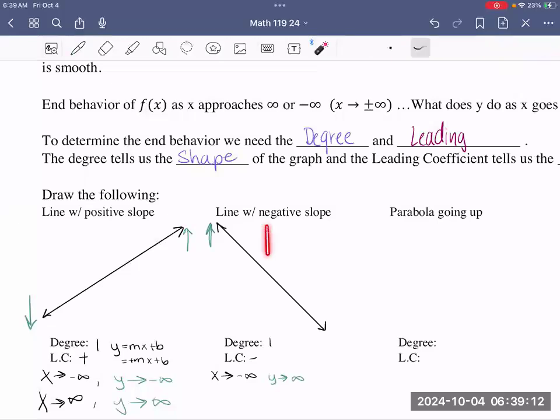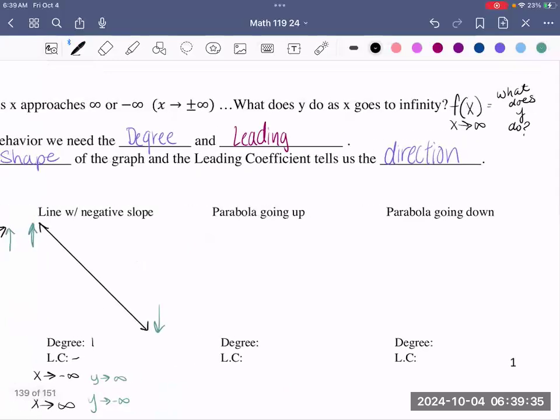And what about on the other side? As x goes to positive infinity, what is your y value doing? Well, y is going down towards negative infinity. Now what we're doing is called arrow notation. It's kind of getting us set up in the future to talk about limits.